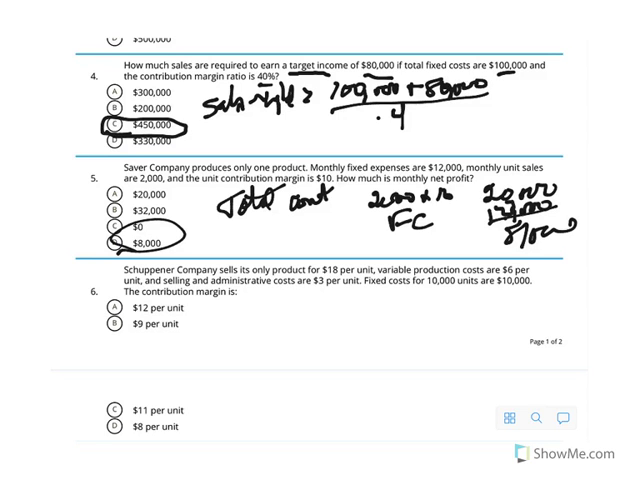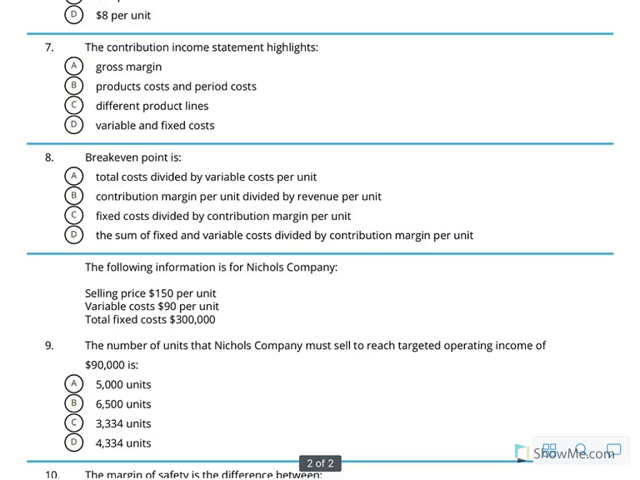Schnuppner Company sells its only product at $18 per unit. Variable production costs are 6 per unit, and selling and administrative are 3. So both of those are variable. So the total variable cost is 9. The selling price is 18. The variable cost is 9. And the fixed cost is 10. Okay, but they just want to know what the contribution margin ratio is. Well, it's 9. There we go.